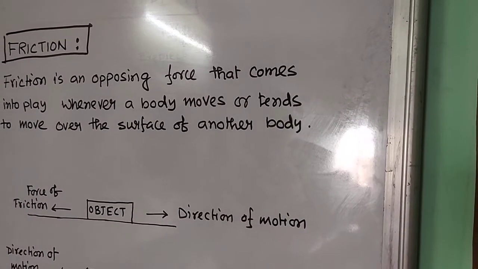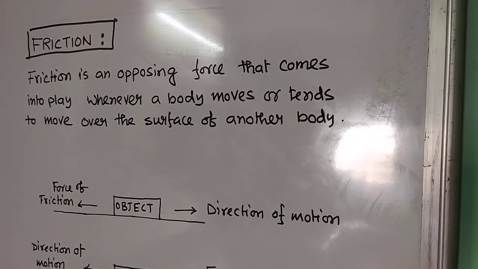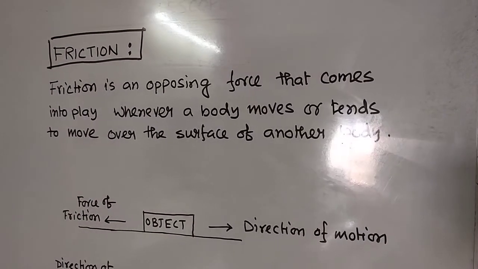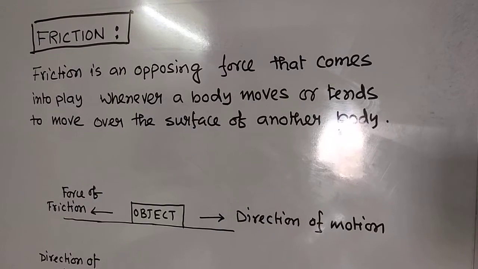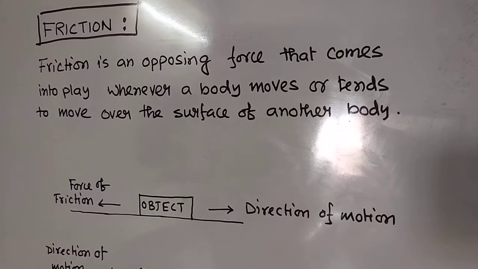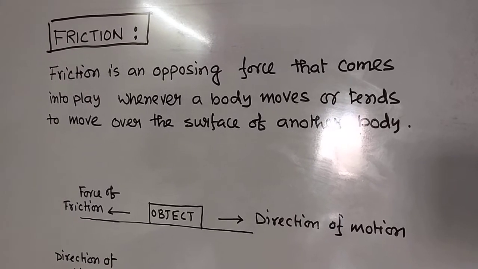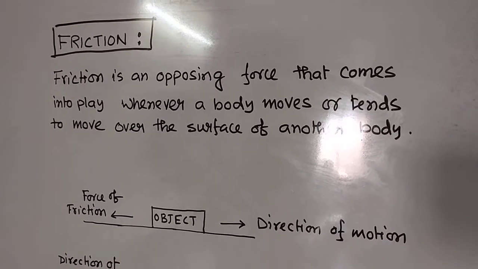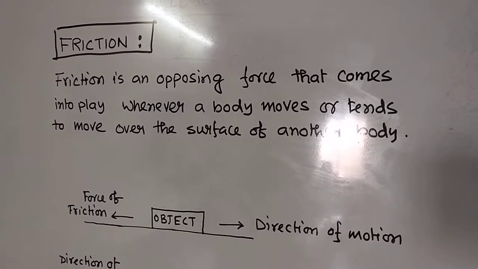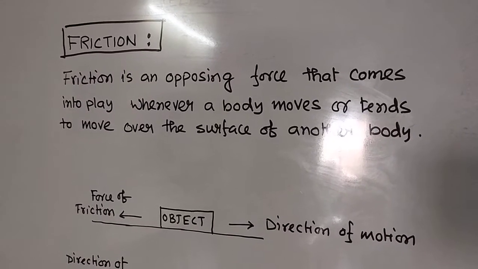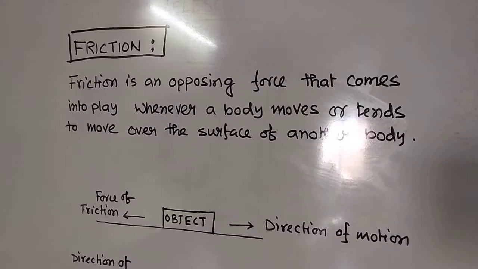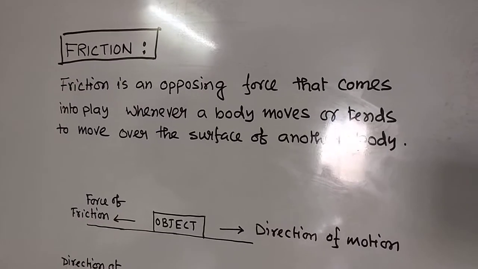of another body. Now, if you see a surface very closely, you will see that the surface seems to be smooth. But if you observe the surface by using some instrument, then you will see that there are lots of irregularities on the surface. Now basically friction occurs due to these irregularities.